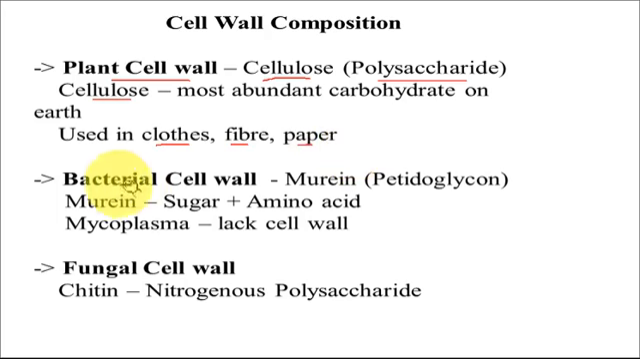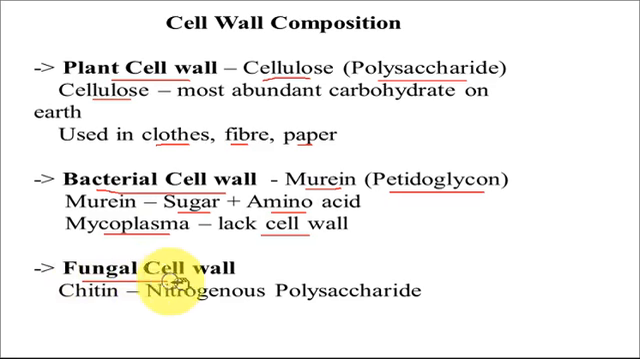The second one is the bacterial cell wall, which is made up of murein peptidoglycans. Murein is nothing but sugar plus amino acids, whereas in mycoplasma you don't find any cell wall. Mycoplasmas lack a cell wall.